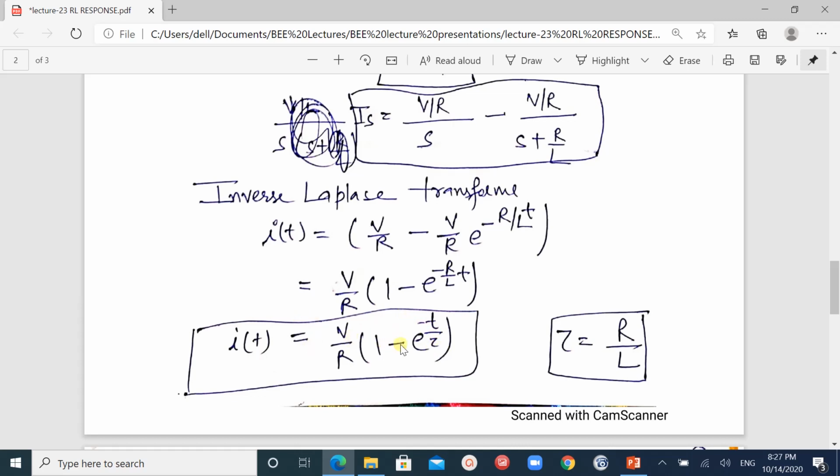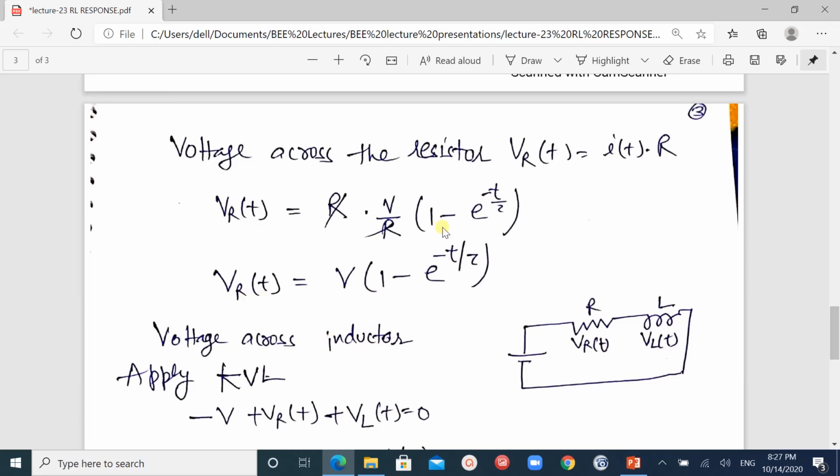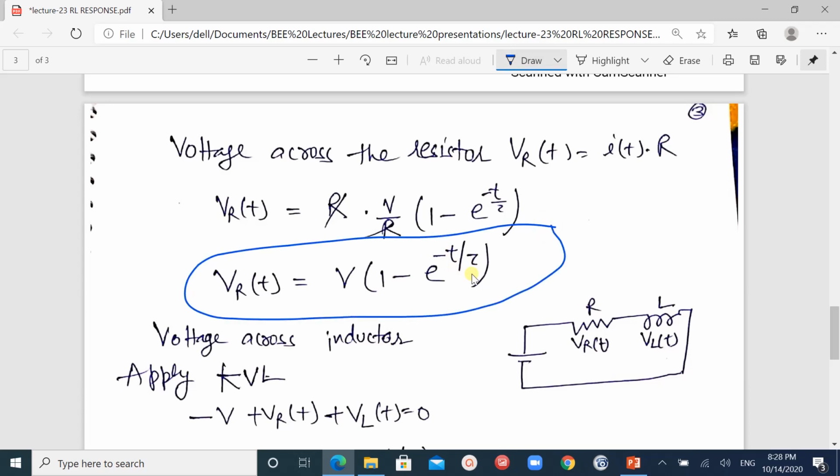So this is the response of the equation. If we find the voltage across the resistor, then VR(t) is equal to i(t) into R. The voltage drop across the resistance is this. VR(t) is equal to, we put the value of this i(t), so R into this value of i(t). When we put this value, the equation will become VR(t) is equal to V into 1 minus e raised to the power minus t by tau. This is the voltage drop across the resistor.